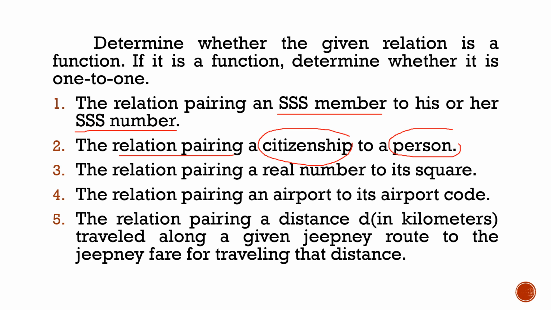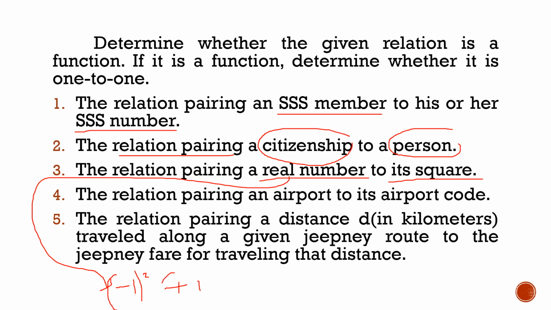For number three, the relation pairing a real number to its square. When we say real numbers, these are negative numbers, positive numbers, including zero. So negative 1 and positive 1 can be considered real numbers. Now, if we take the square of negative 1 and positive 1, it provides the same value, which is positive 1. Because negative 1 multiplied by negative 1 is positive 1, and positive 1 multiplied by positive 1 is positive 1.